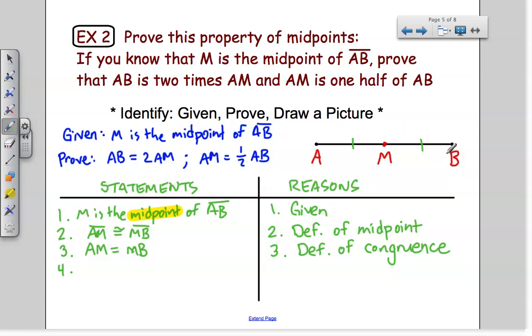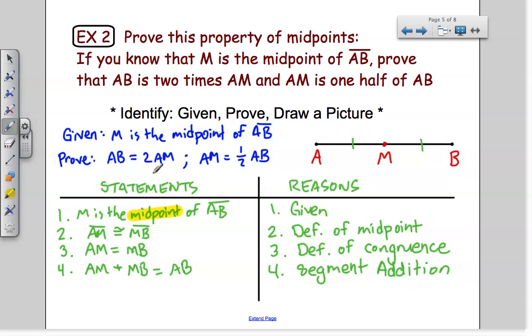We know that this big segment AB is made up of AM and MB together, and when you have a large segment, you can add the two smaller ones to get the full segment. So I can do AM plus MB, because those two parts give me the full segment of AB. And what allows you to add two smaller segments to get a larger one is segment addition. That's always a good one to use.